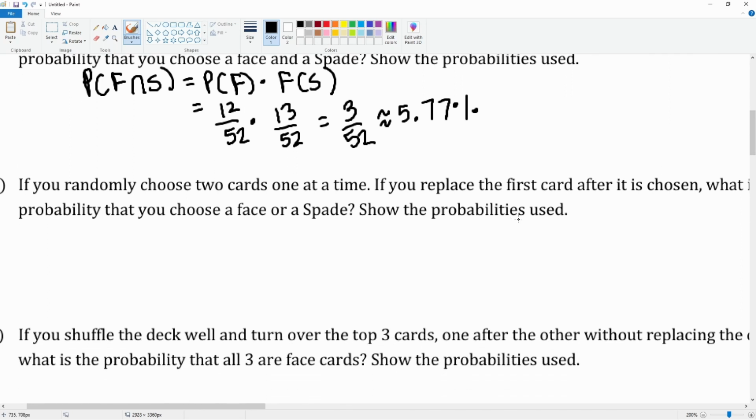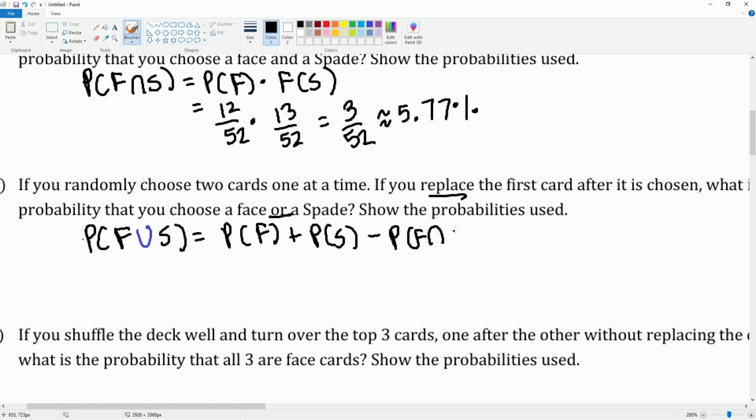B, if you randomly choose 2 cards, replace the first one, right? Replace, so it's independent. What is the probability that you choose a face or a spade? So this time it is a face or a spade, so it's a union. That's going to be the probability of a face plus the probability of a spade minus the intersection of a face and spade. So the face, we know that face was 12 over 52, plus the spade, which is 13 over 52, minus their intersection, we know that is 3 over 52.